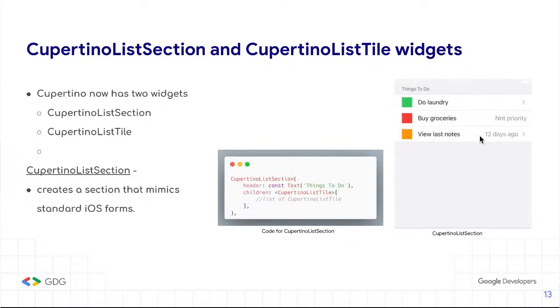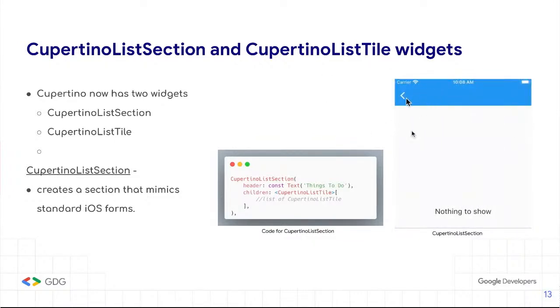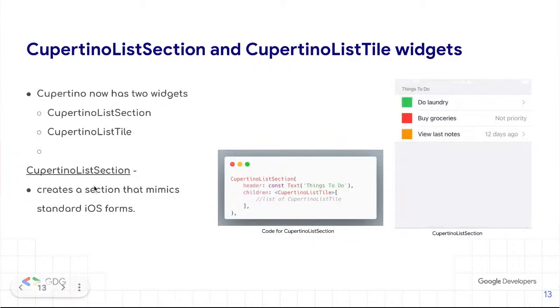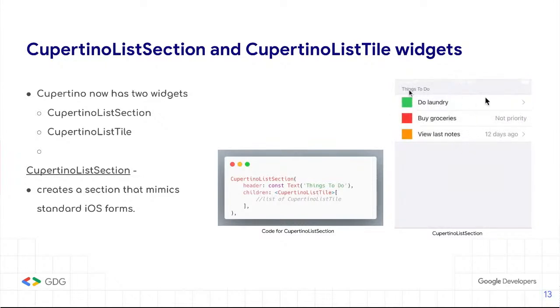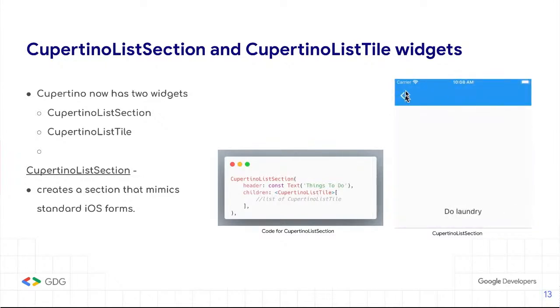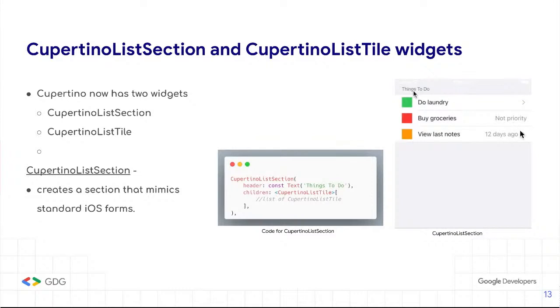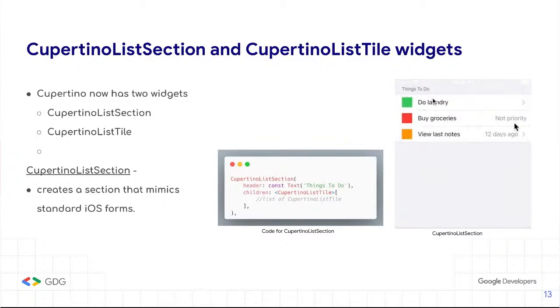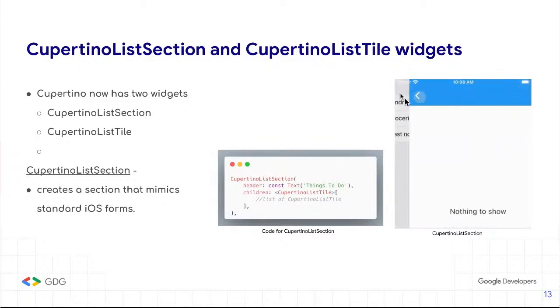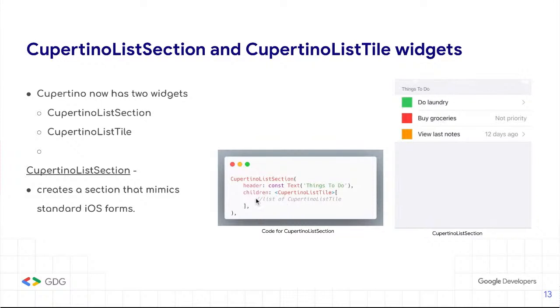So this was an additional widget that was added. Now, Cupertino list section is going to take a header, and header is basically the topic, like a heading, and then children here are Cupertino list tiles. So individual list tiles are going to be the children in Cupertino list section.